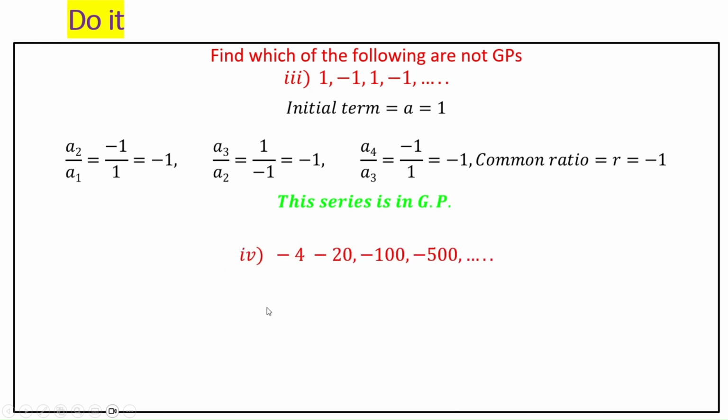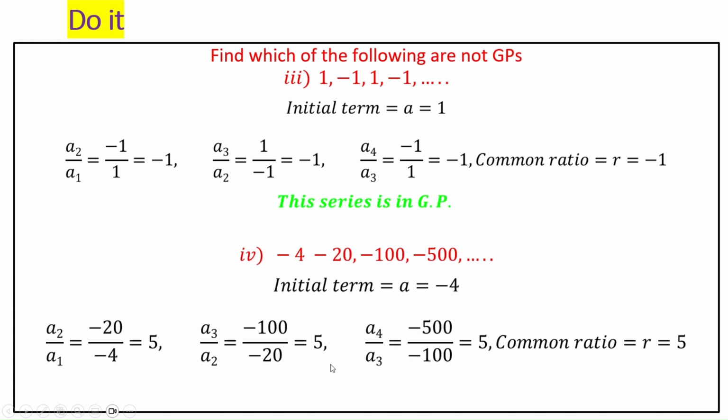Okay, now minus 4, minus 20, minus 100, minus 500. I can see clearly here it is 5 times, 5 times, 5 times. So obviously it is in geometric progression. The common ratio is 5.